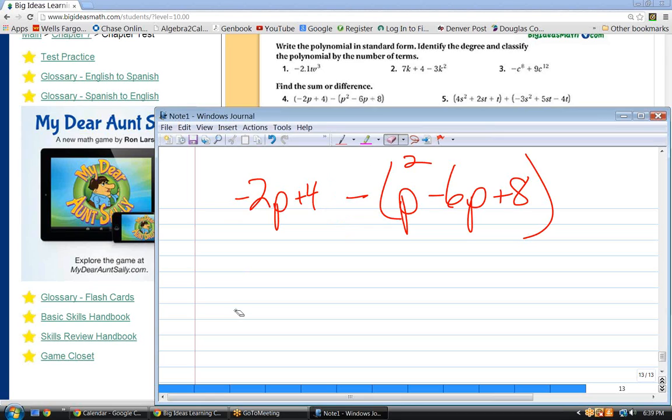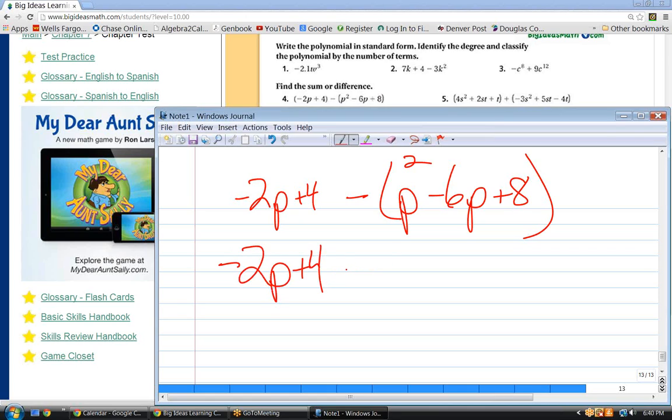Do we need the parentheses on the right? I think so, yeah, because we're subtracting. If this was a plus sign, then we wouldn't need them either. But because we're subtracting all three of these terms, we have to go in and apply this minus to each of these terms. So my next goal is to get rid of the parentheses.